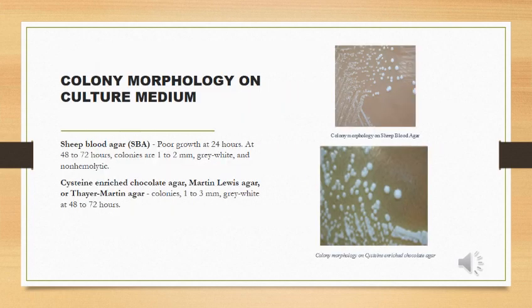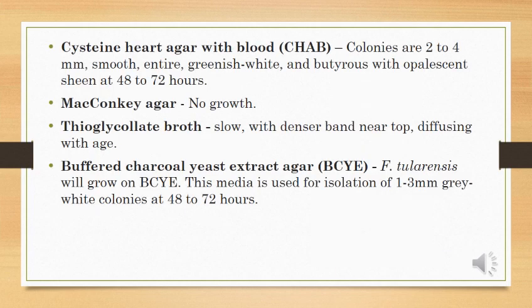Colony morphology on culture medium. In sheep blood agar, there is poor growth at 24 hours. At 48 to 72 hours, the colonies are 1 to 2 mm, grey-white and non-hemolytic in nature. In cystine-enriched chocolate agar, Martin Lewis agar or Thayer Martin agar, colonies are 1 to 3 mm, grey-white at 48 to 72 hours. In cystine heart agar with blood, colonies are 2 to 4 mm, smooth, entire, greenish-white and butyrous with an opalescent sheen at 48 to 72 hours.